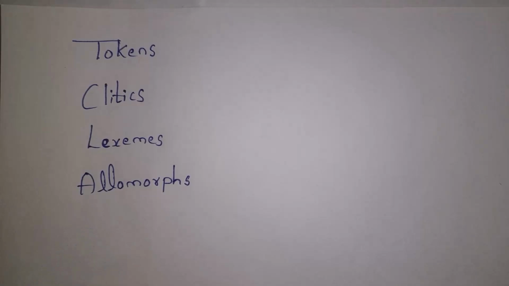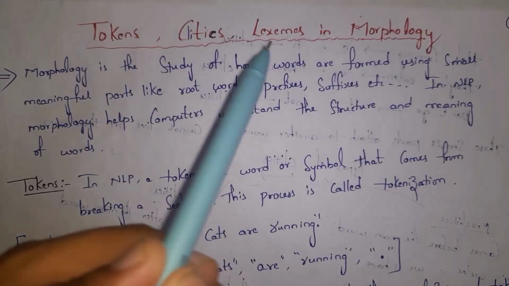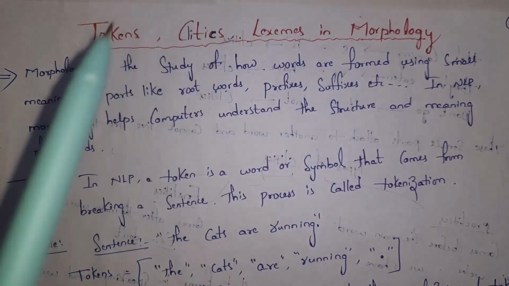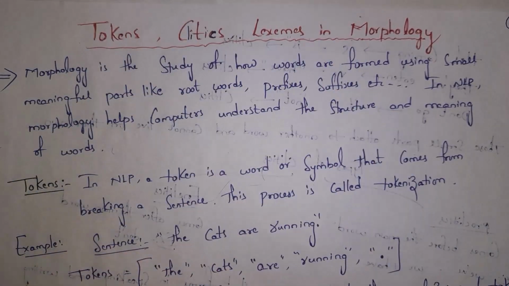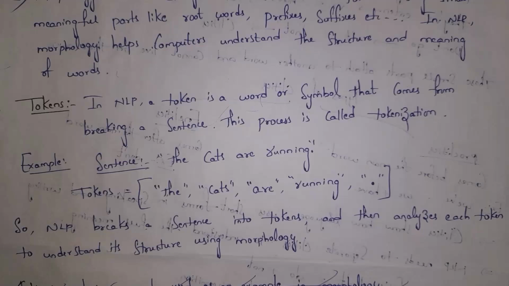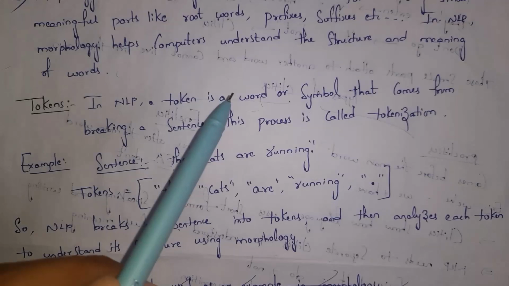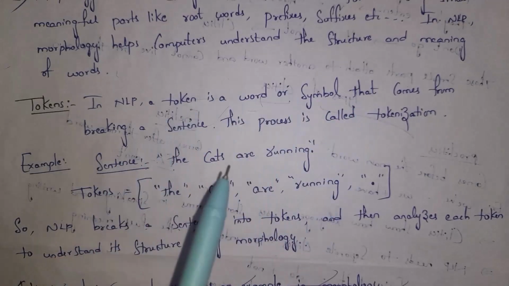Let's get started. Guys, morphology is the study of how words are formed from small meaningful parts like root words, prefix and suffix. In NLP, with the help of morphology, computers will understand structure and meaning of words. At first, I will explain what are tokens. In NLP, a token is a word or symbol that comes from breaking a sentence. This process is called tokenization.